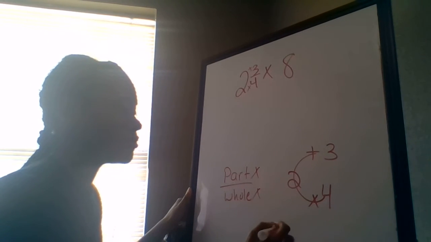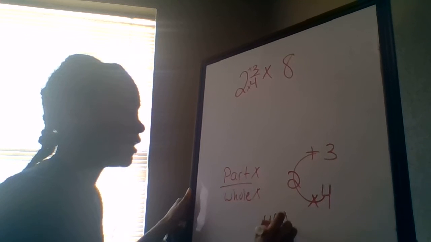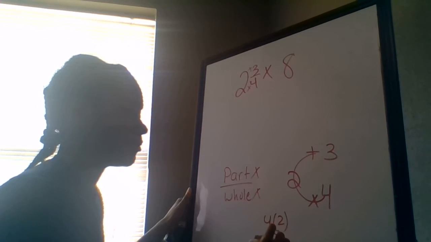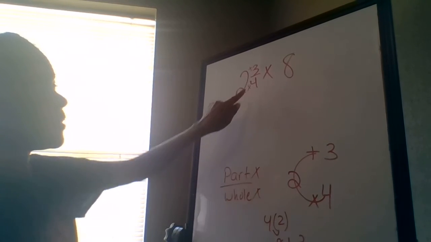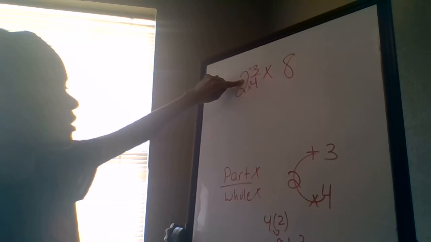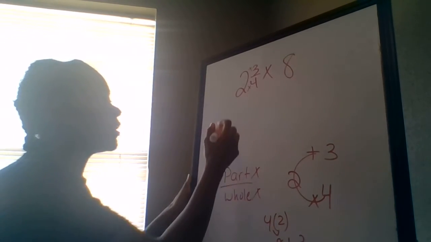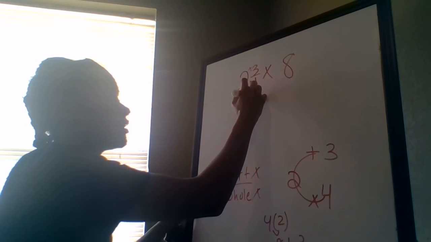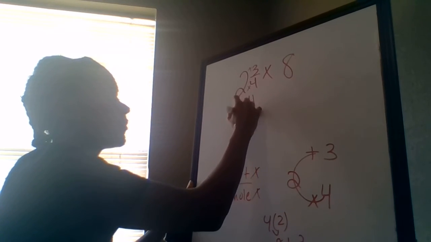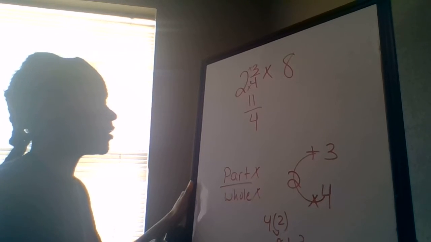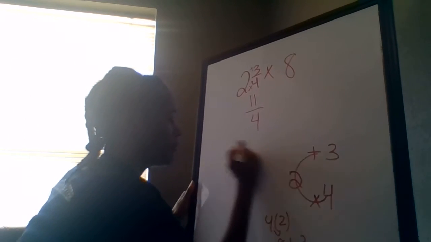So 4 times 2 is 8, plus 3, the numerator, is going to be 11. So we multiply the denominator times the whole number, which is 8, and then we add 3. So we can write 2 3/4 as 11/4.